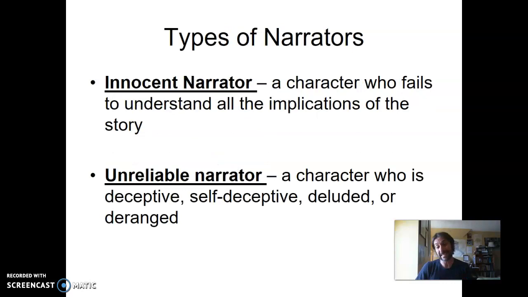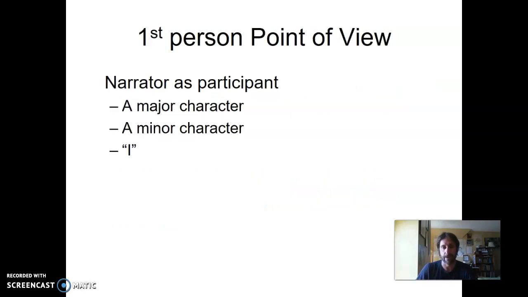We can have innocent narrators and unreliable narrators. An innocent narrator is a character who fails to understand the implications of the story. Somebody that doesn't really understand what's happened, they can't comprehend it, they don't know what it means for them. An unreliable narrator is a character who's deceptive, who's either self-deceptive or even deluding the reader or the other characters in the story. We have 3 different types of point of view: first, second, and third person point of view.